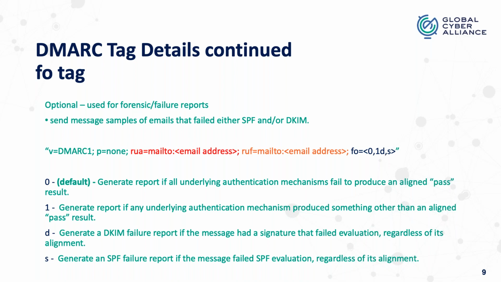D is only if there's an issue with DKIM, right? So DKIM is failed regardless of alignment. That's what's going to happen. S is for SPF specifically. Right, so typically 0 or 1 are the options that are used. Most people tend to stick with the default, and that's perfectly fine. But I have seen some cases of people actually using 1, but not too many in terms of DNS.